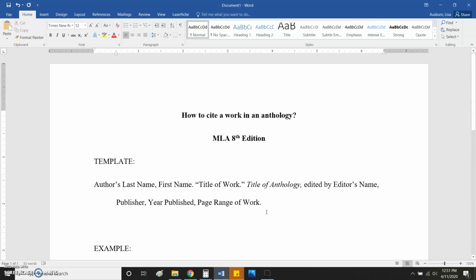So this is an example of how to cite a work in an anthology. I think that covers everything. Please let me know if you have any questions.